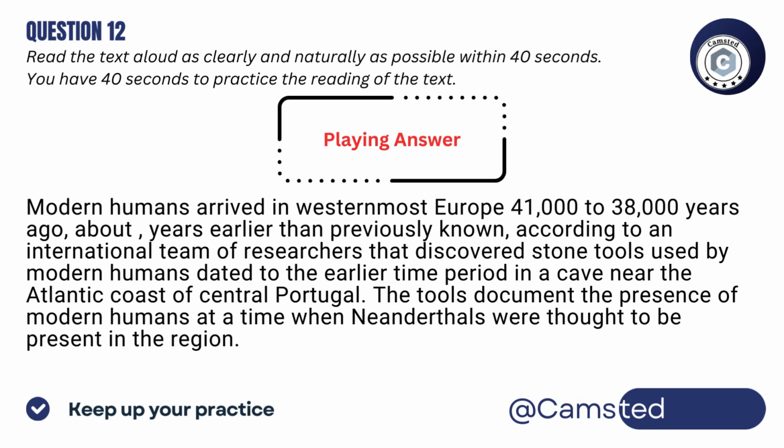Modern humans arrived in westernmost Europe 41,000 to 38,000 years ago, about years earlier than previously known, according to an international team of researchers that discovered stone tools used by modern humans dated to the earlier time period in a cave near the Atlantic coast of central Portugal. The tools document the presence of modern humans at a time when Neanderthals were thought to be present in the region.